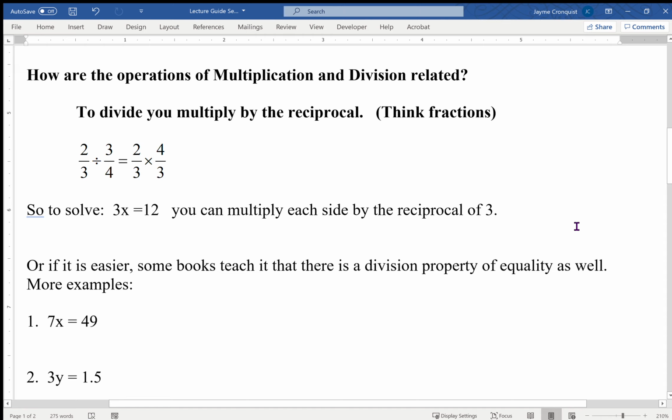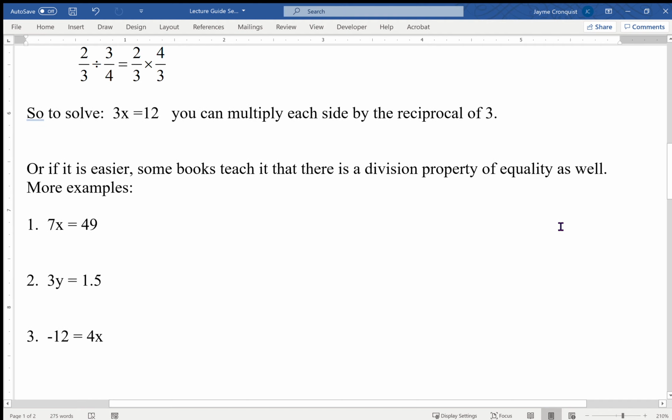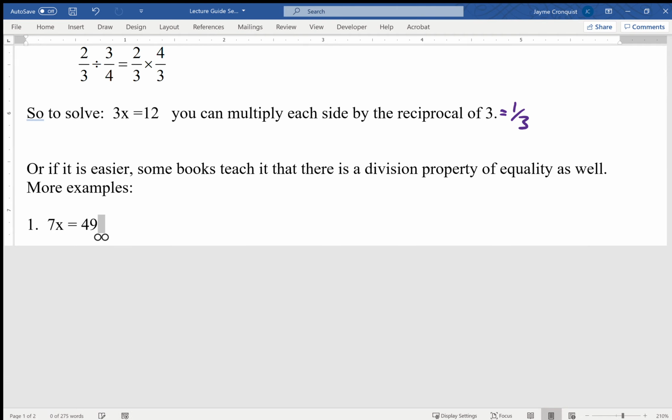How are the operations of multiplication and division related? Well, we know that to divide, you flip and multiply. You multiply by the reciprocal. Okay, that's what we do with fractions. So to solve 3x equals 12, you can multiply each side by the reciprocal of 3, which is 1/3.